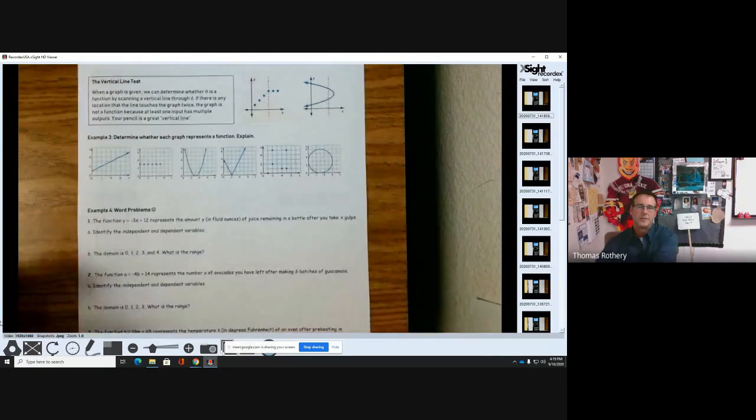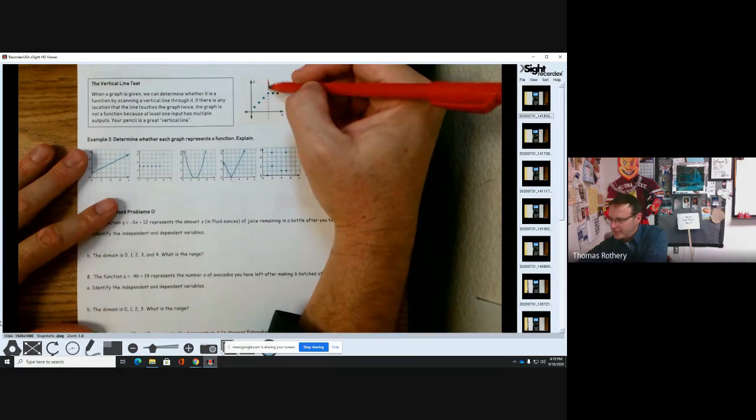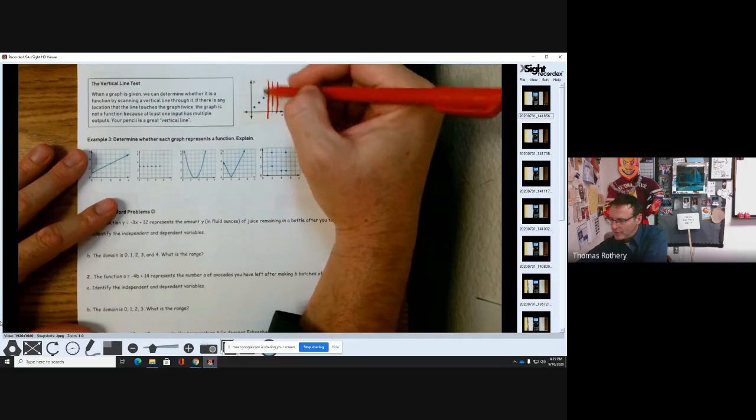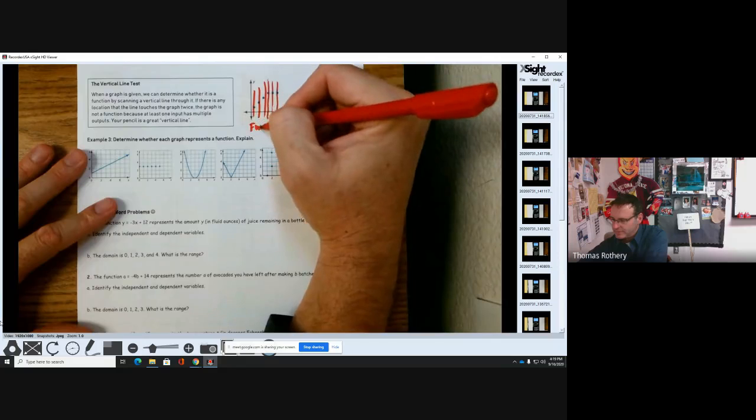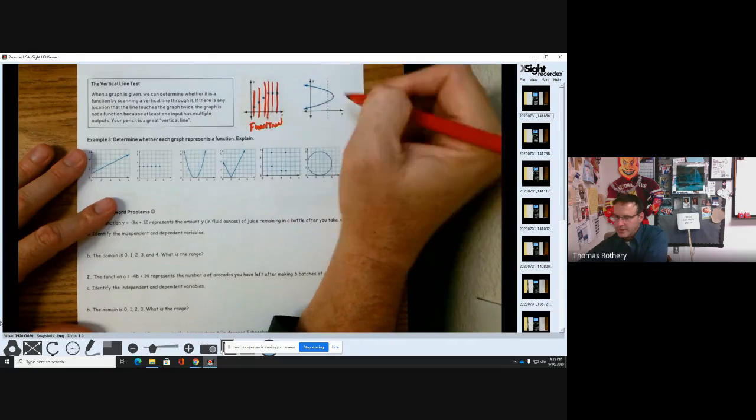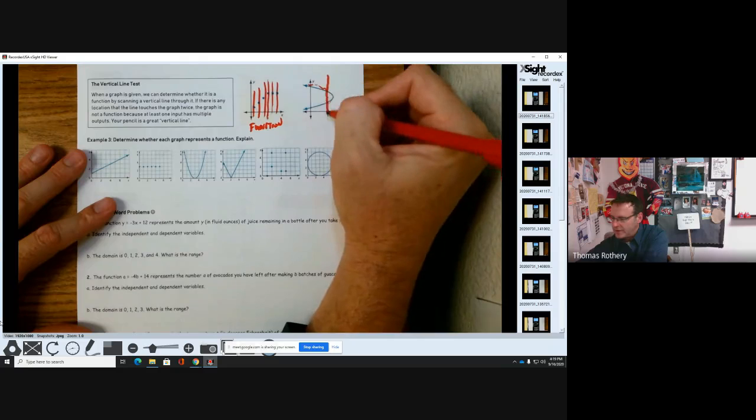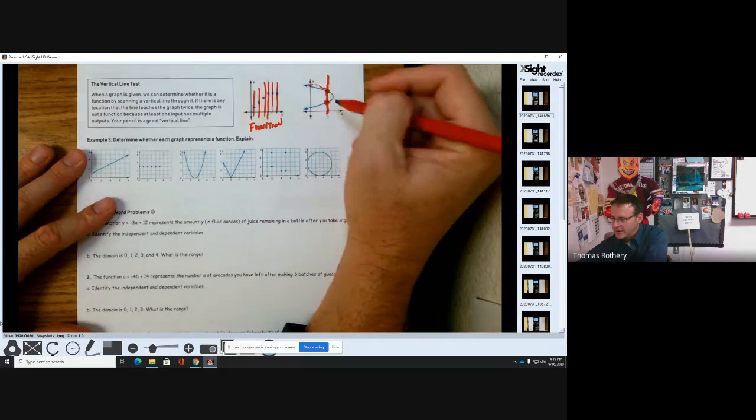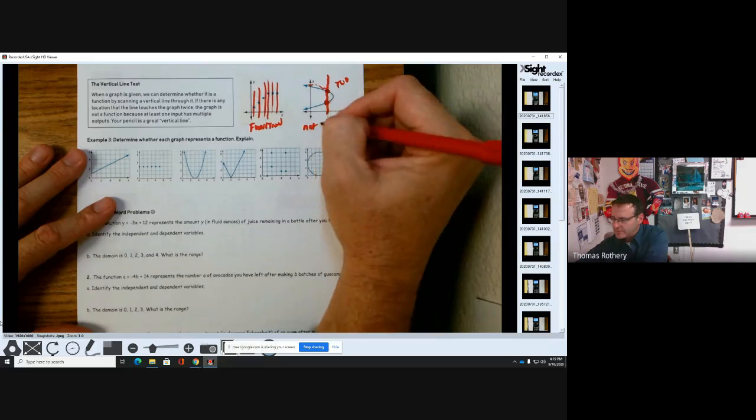Okay, and then we have something called the vertical line test. Vertical means just going up and down. So vertical lines means you just draw little lines through your picture. And if it touches each point in only one spot, then you say it's a function. If you ever have a figure like this and you draw a line and it touches in more than one spot, 2 spots, then you say not a function.